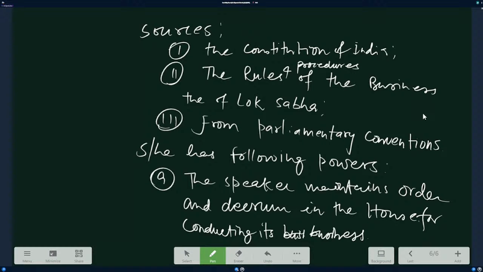Yeah. Second one, B. He is the final interpreter of the Constitution of India and parliamentary procedures. Javed Saab, go ahead. He is the final interpreter of the Constitution of India, its clauses and proceedings of the House.